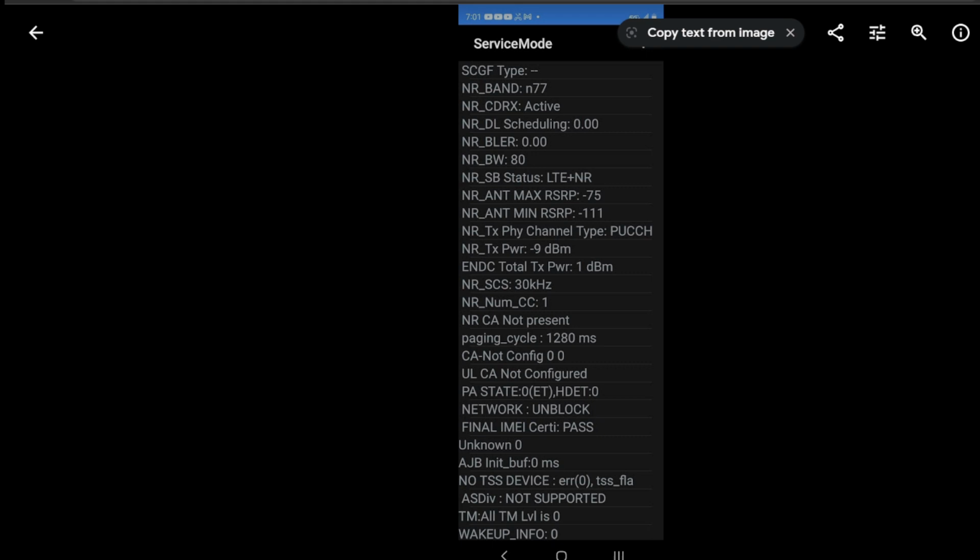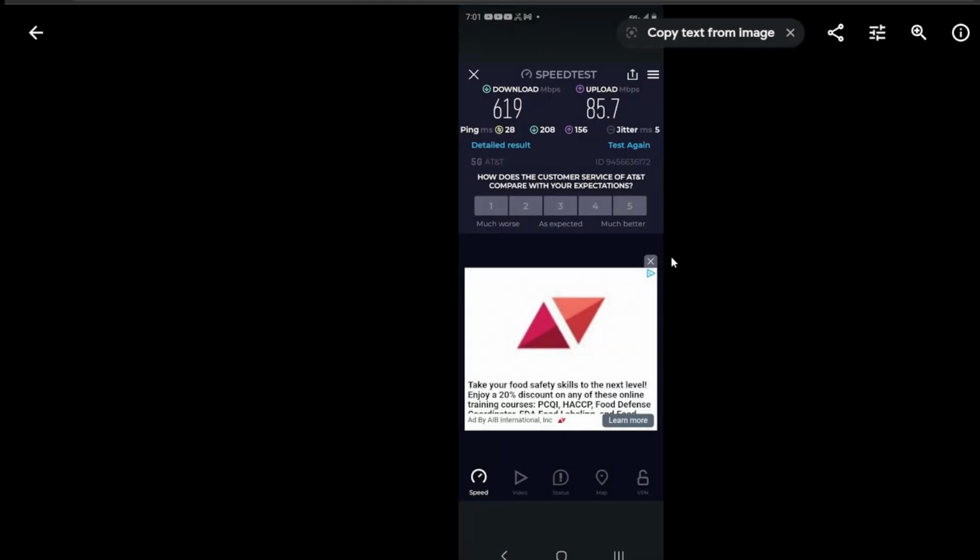And just to share some of those speed test results, here's what we're seeing. A very common speed test: 600 down, 85 up. Really good stuff from AT&T.